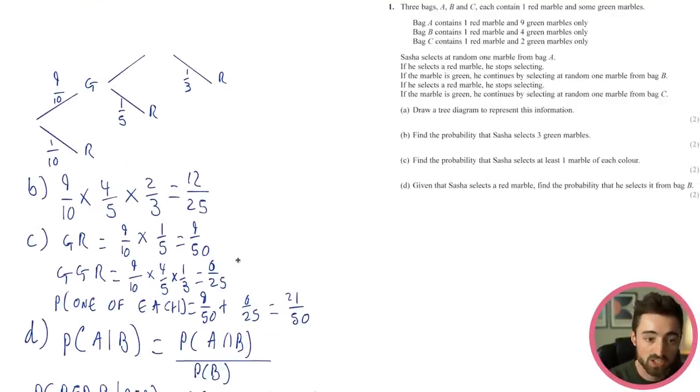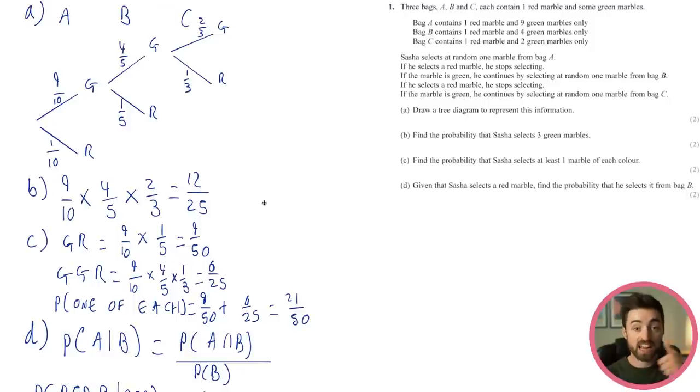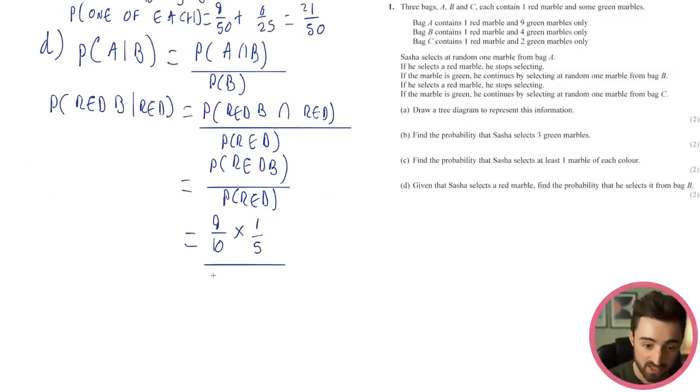Okay, so this might be a bit more because there's a few ways I can get a red. I can get it from A, get it from B, or get it from C. So getting it from A is going to be, well, let's actually have a look here. I've got a couple here, which is nice. GR, that's getting it from B. GGR, that's getting it from C, and I've already added both of these together, which is 21 over 50. So that's this one and this one. All I need to do is add getting it from A there, and I'm sweet. So if I just do 21 over 50 plus 1 over 10, that gets me the probability of a red. So that's going to be 21 over 50 plus 1 over 10.